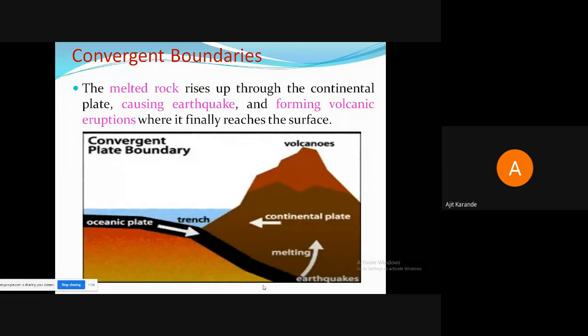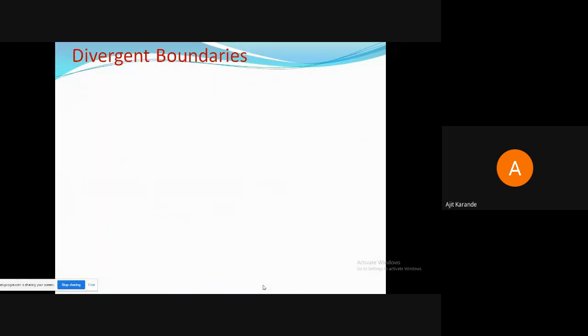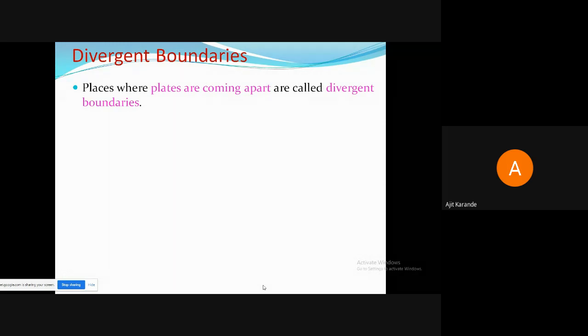Okay, so convergent boundary, this is the first case. This case was discussed in the last lecture. So let's see the second case, that is the divergent boundary. Places where plates are coming apart are called divergent boundaries. Divergent boundaries means two successive plates move apart, or you can say that they repulse from each other.